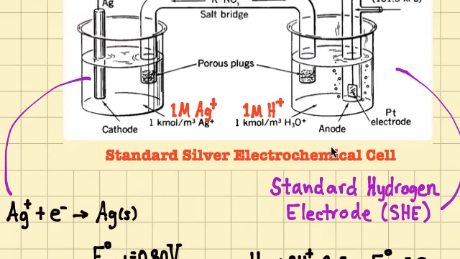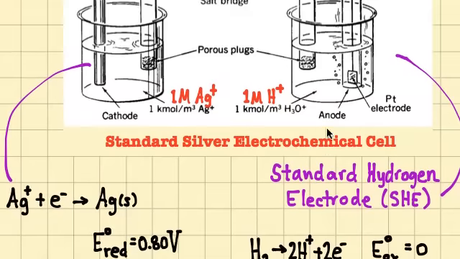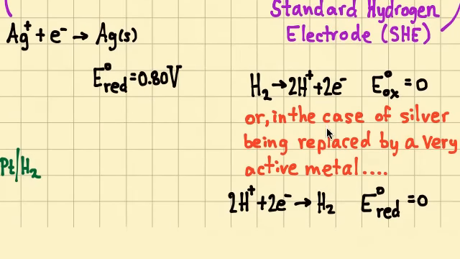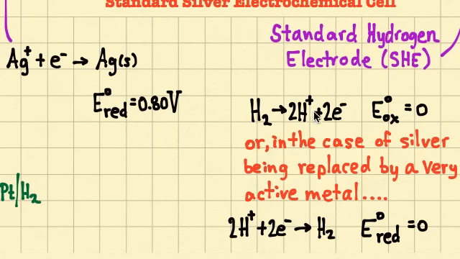And I looked this up in a table somewhere. This one over here, by definition, this H2 at 1 atmosphere and this hydrogen ion at 1 molar in contact with each other, we're going to call that the zero potential. It sounds kind of weird to make up your own definition, but they do. So if I write the equation this way, or if I turn it backwards, in the case of very active metals, they'll actually give up their electrons to the hydrogen ion to make hydrogen gas. Still a zero.